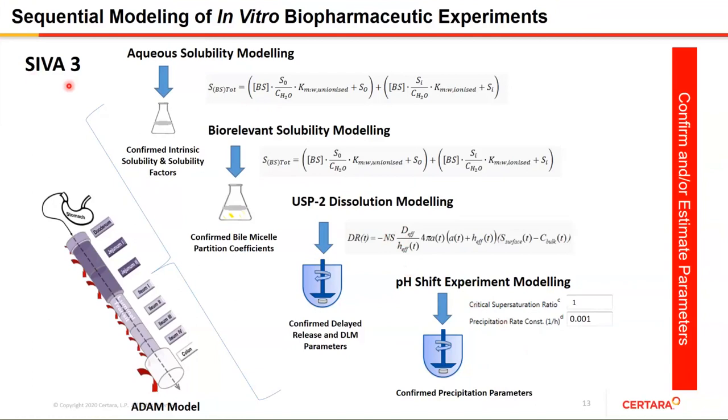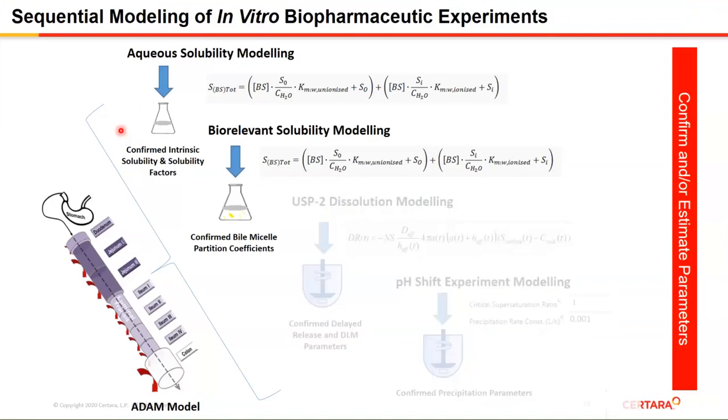SIVA-3 was used in this work for modeling the in vitro biopharmaceutics experiments. This is a confirm and learn approach. You try to model your in vitro experiments. If it can capture your in vitro experiments, well and good, so you confirm your parameters. But if you don't capture your in vitro experiments, you can optimize or fit certain parameters. You can learn from them, fit certain parameters, and then see whether you can explain those fitted parameters with an external data set. So you can use an external data set as a verification.